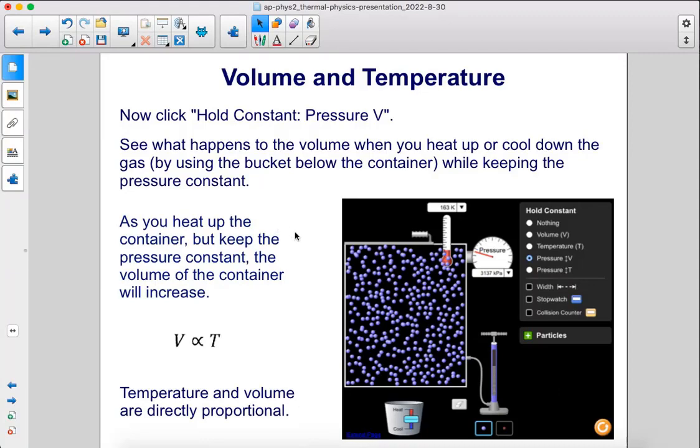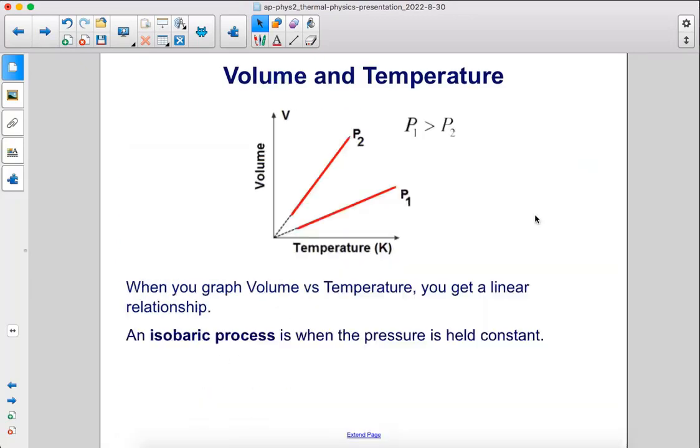As you heat up the container but keep the pressure constant, the volume of the container will increase. Volume and temperature are directly proportional. When you graph volume versus temperature, you get a linear relationship. You get a line, and the pressure of the gas will help to determine what the slope of this line will be. This is an isobaric process. That's when the pressure is held constant.